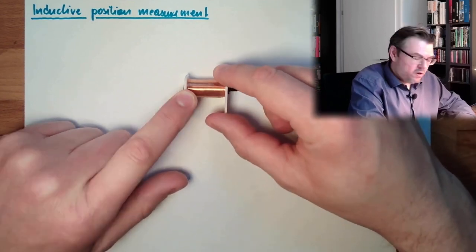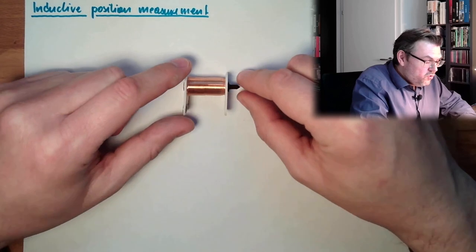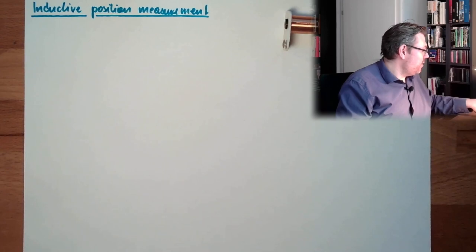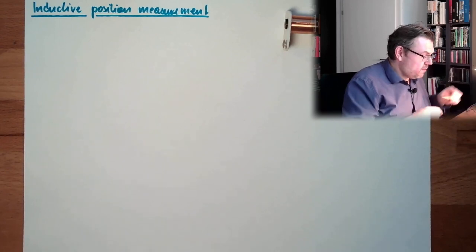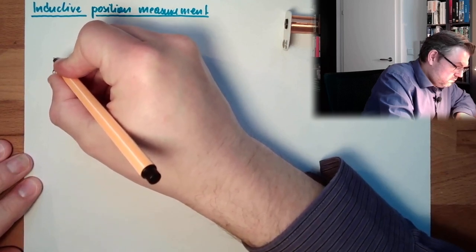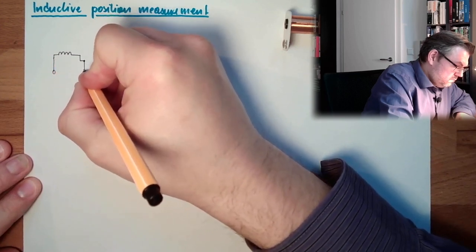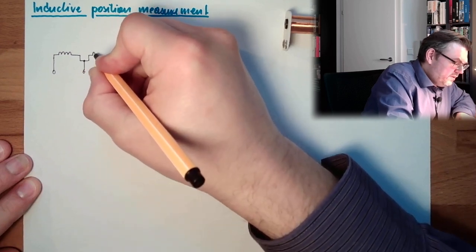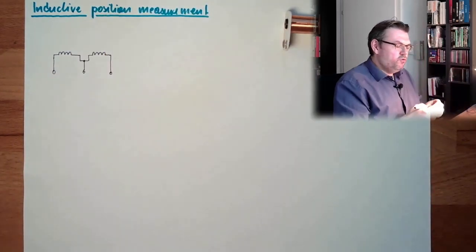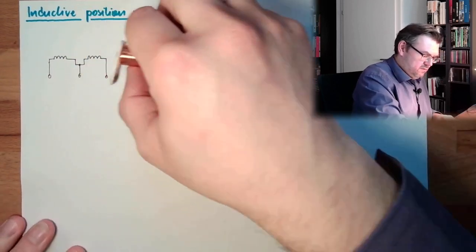This would basically work. However, to increase accuracy, we are using a different setup. We are using two coils next to each other. I will draw this now here. So we have here one coil. And then we're using next to it a next coil. Okay. So we have actually two coils. Not one, but two next to each other, right?